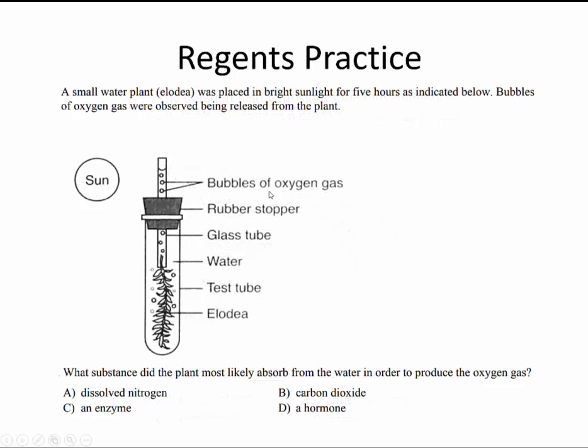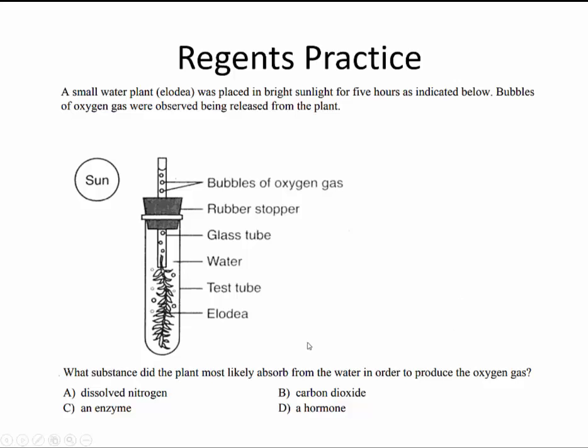A small water plant, Elodea, was placed in bright sunlight for 5 hours as indicated below. Bubbles of oxygen gas were observed being released from the plant. So, what substance did the plant most likely absorb from the water in order to produce the oxygen gas? Okay. Look it over. When you're ready, hit pause, and when you're ready, hit play.